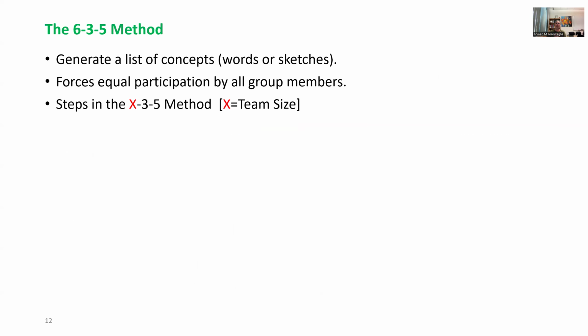Now I'm going to talk a little bit about the common methods for generating ideas. The first one is the 635 method. Here, the first number is the size of a team. So it doesn't have to be 6. A team can be 5, 4, or 10 members, but 6 is an ideal number. So I call it the X35 method.